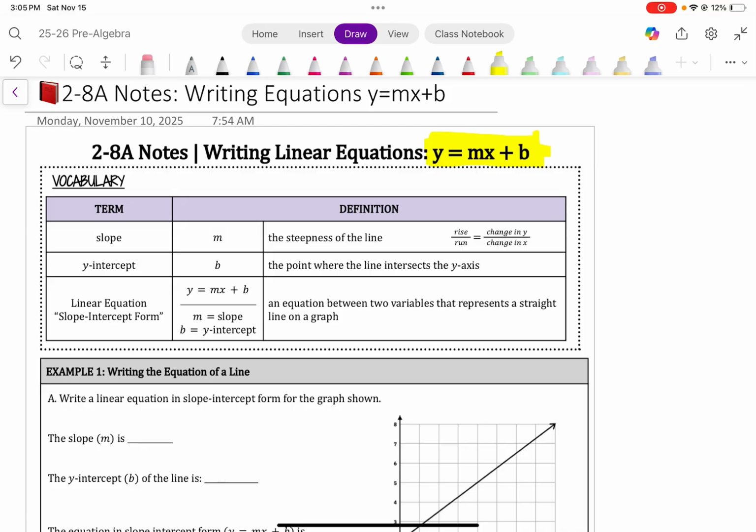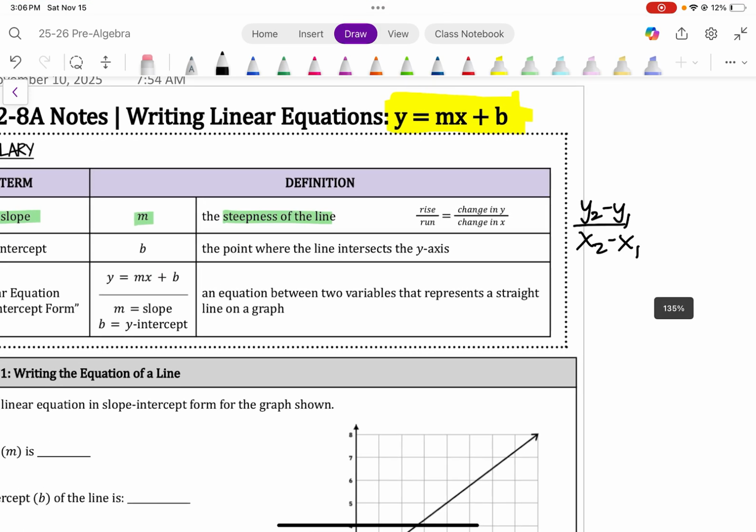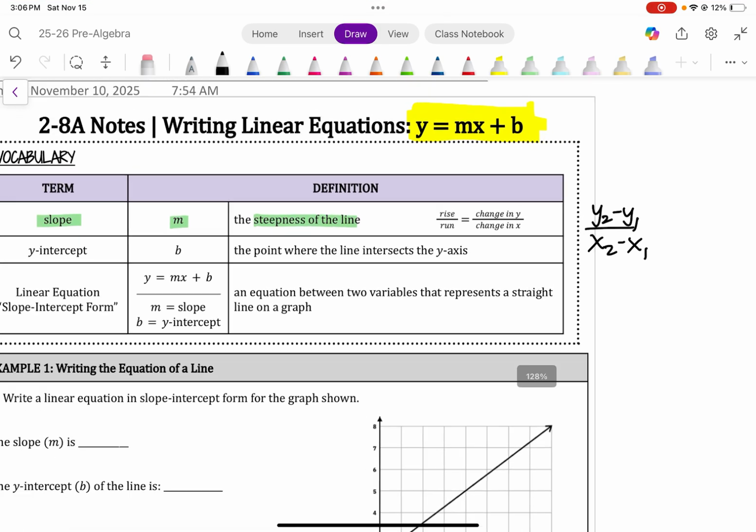So we've used the word slope. We've been using it for a while now. Slope in this equation is going to be m. We know that's the steepness of a line, and we measure it in rise over run. We also measure it y2 minus y1 over x2 minus x1. But on a graph, we're really just going to see the change in y over the change in x.